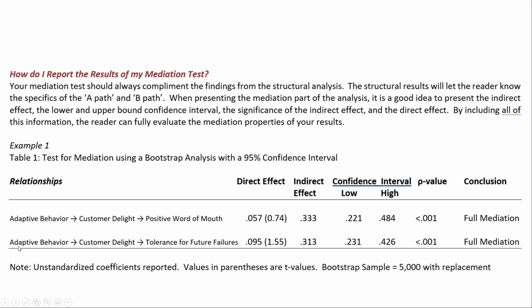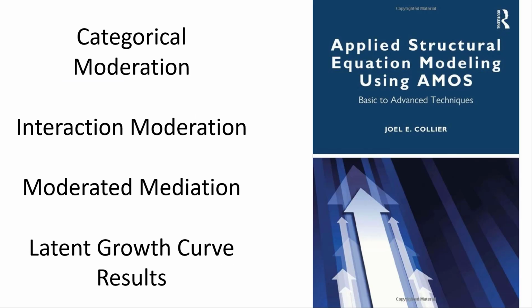This second one down here was a large model. We actually did 2 tests of indirect effects. And so here's just a separate one. Instead of adapt going through delight to positive word of mouth, this one was adapt going through delight to another dependent variable. And I'm providing direct effects, indirect effects, confidence intervals, was it significant, and then what was the conclusion that came from that? Again, just a way to give you a template of how to present these in your paper, your journal articles right here.